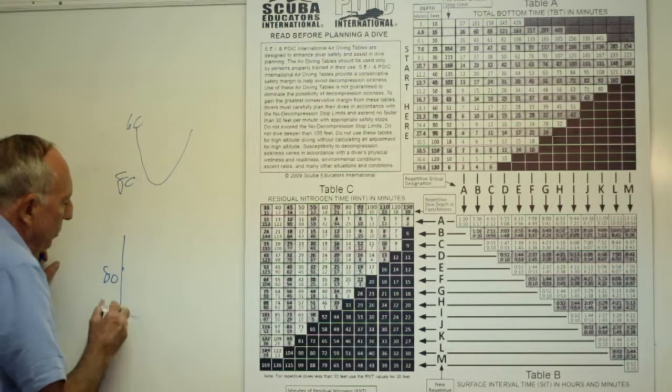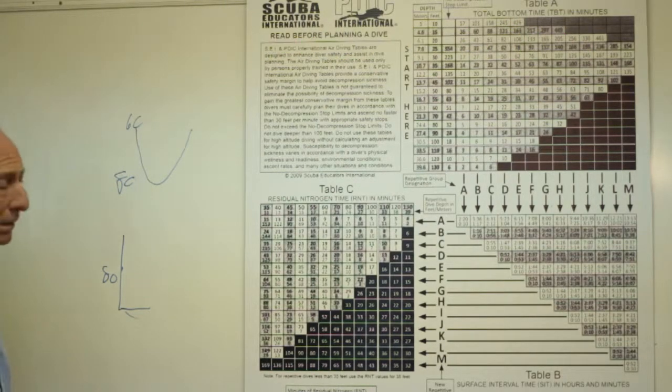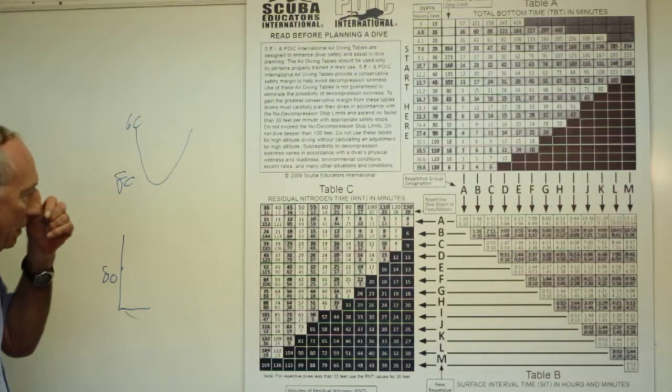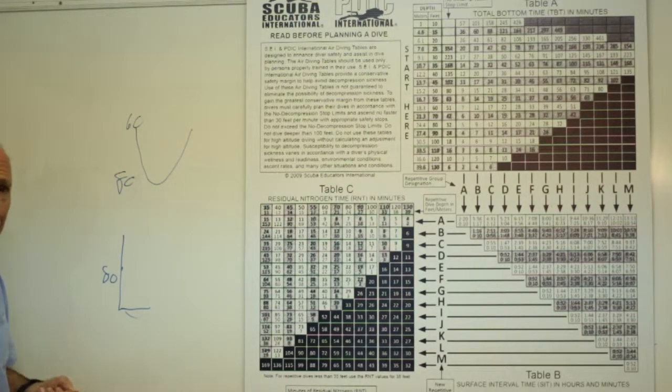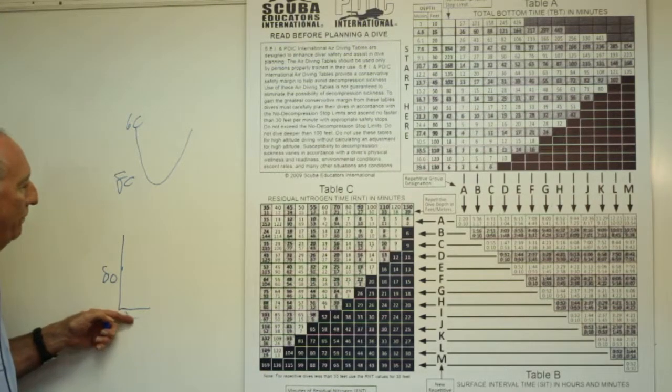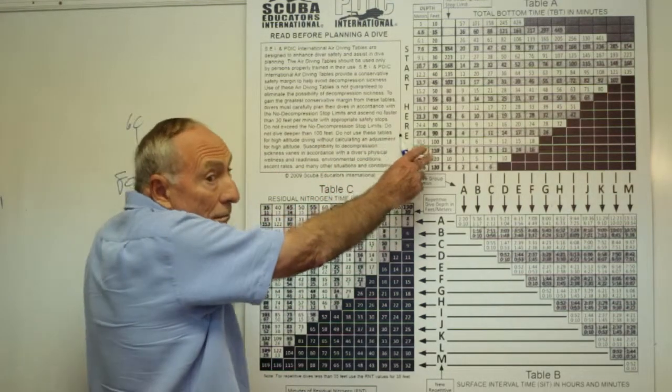The next thing we want to do is look up our no decompression limit at 80 feet. Our no decompression limit is the amount of time we can spend down there, and if we don't go over that time, we don't have to worry too much about getting decompression sickness. We find our no decompression limit on this table A.